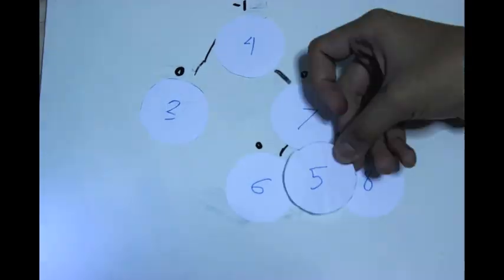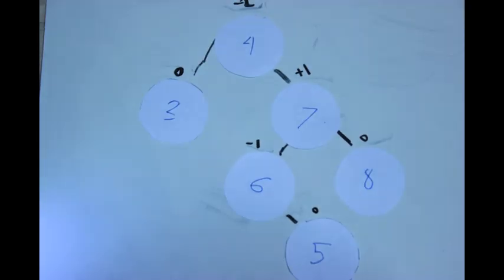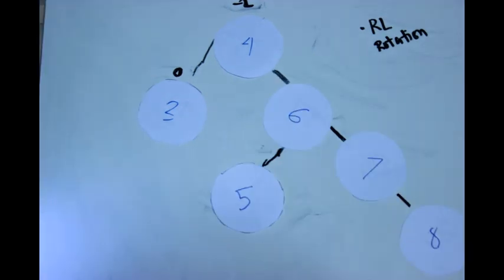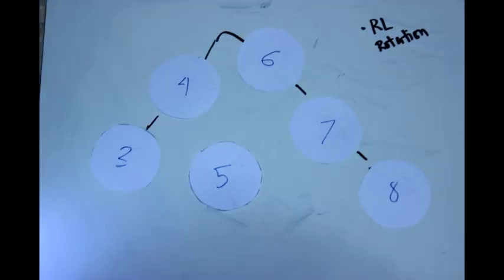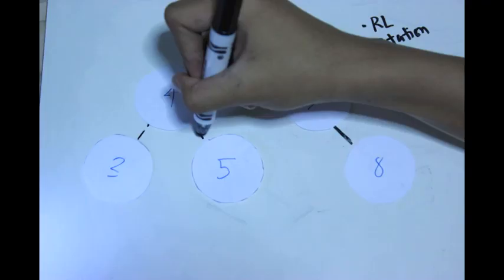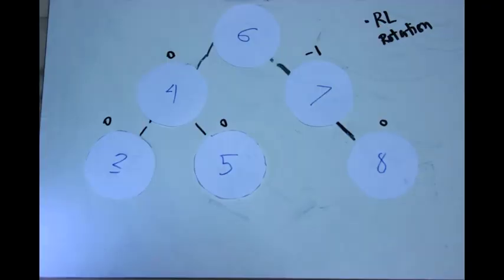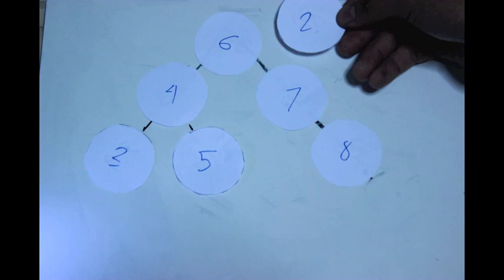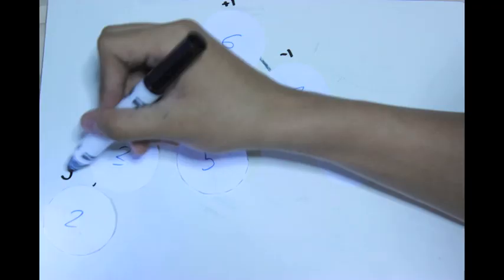After inserting 5, the balance factor of 4 becomes negative 2, and the balance factor of 7 is positive 1, so we use right-left rotation. Just like from our example, notice how 5 breaks off from 6 and attaches to 4. And again, the tree is now balanced. Yay! After inserting 2, the tree is still balanced.